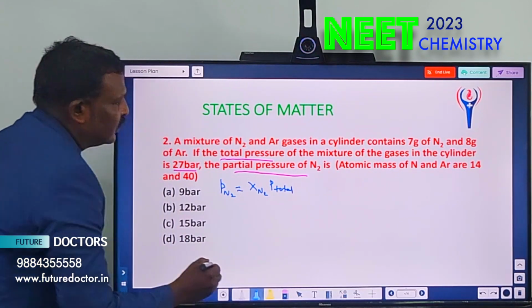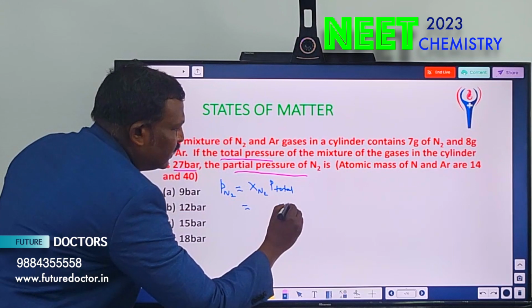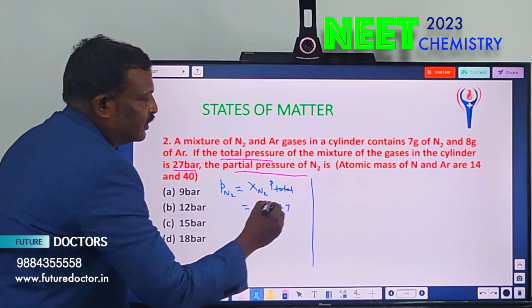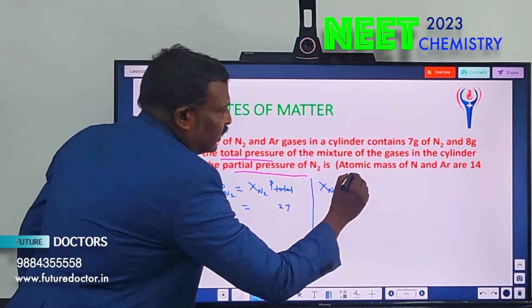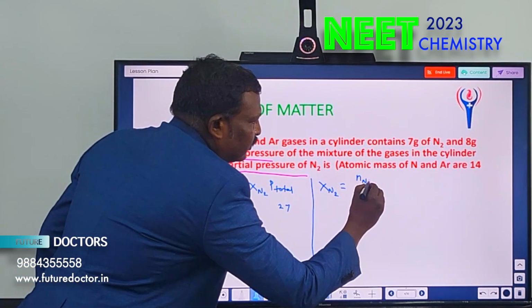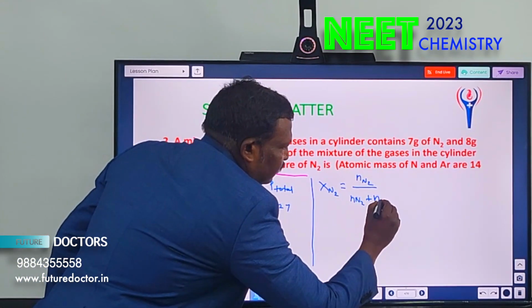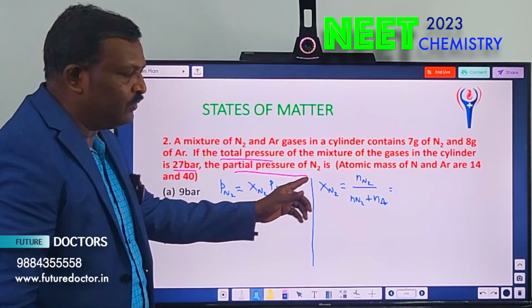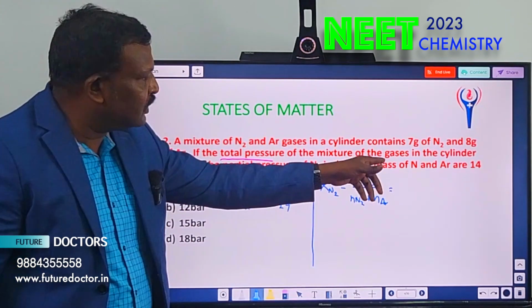Here total pressure is given, 27. Now we have to find only the mole fraction. The general formula for mole fraction of N2 is number of moles of N2 by number of moles of N2 plus number of moles of argon. If you want to find the mole fraction, we need the number of moles, but here the number of moles is not given. Instead of number of moles, what are they given?